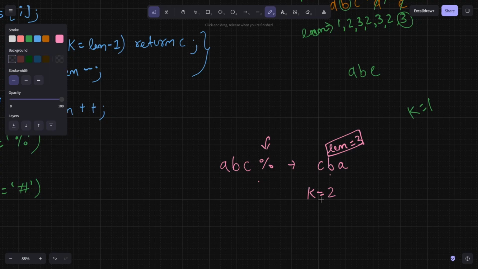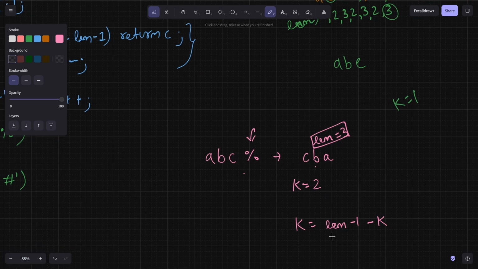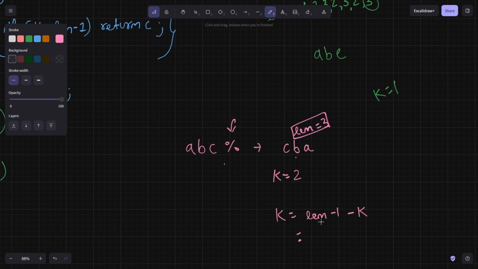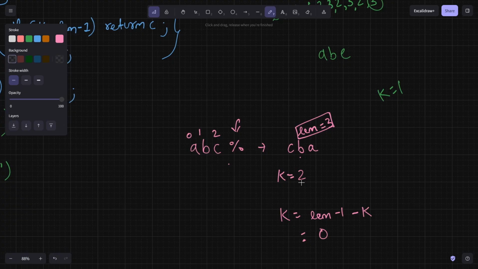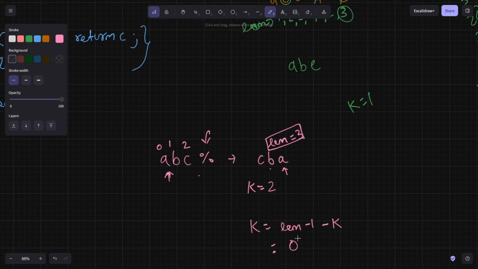So if we have to find 2, we do k equal to length minus 1 minus k. We are doing minus 1 to have a valid index. So k is going to become 3 minus 1, that is 2, and 2 minus 2, that is 0. So k is going to become 0, and here the indices are 0, 1, 2, so it returns the zeroth index. That's why this formula works.